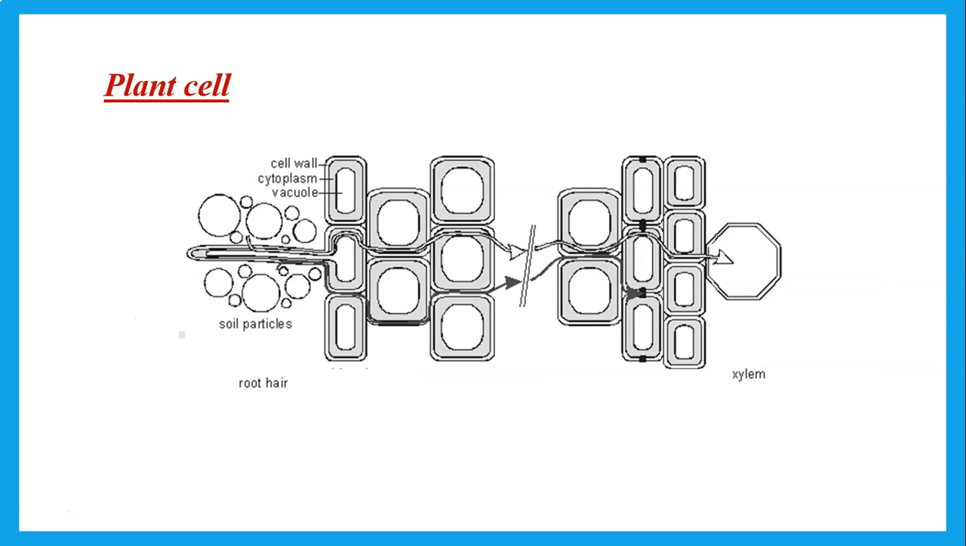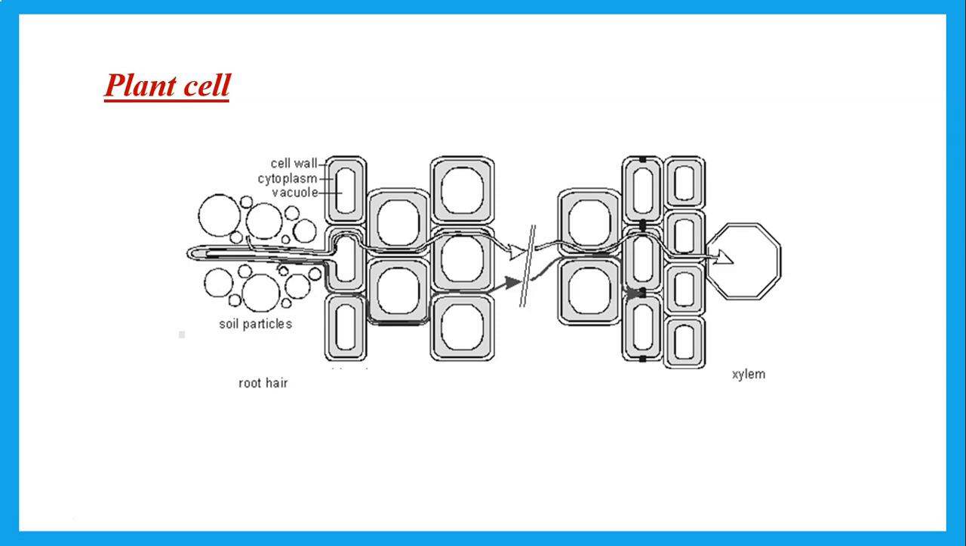What about in plant cells? You should realize that when we have root hair cells or any plant cells, they have two things. They have a cell wall and a cell membrane. The cell wall is fully permeable. The cell wall will allow anything to pass through. But then they come to the cell membrane.